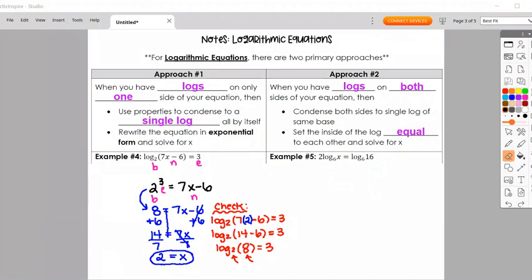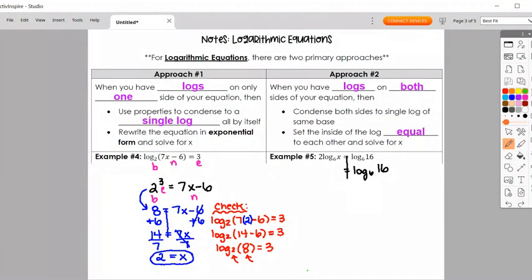So as you see, for example number 5, we're going to use the second approach because I have a log on both sides. That was not the case for example 4. My logs must be all alone. I'm going to let you know that on the right side, the log is all alone because it's just log base 6 of 16. But over here on my left side, I have 2 times the log base 6 of x. So I have to move this 2.